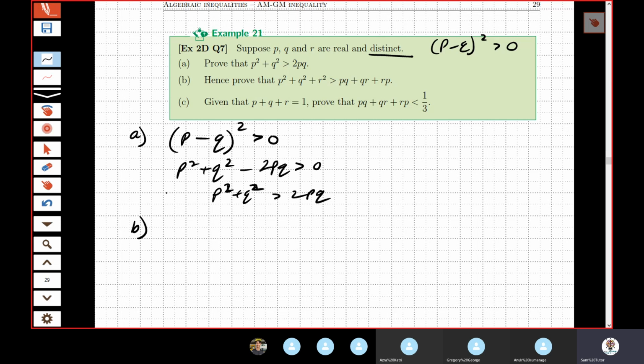Part B says, hence prove that P squared plus Q squared plus R squared is greater than PQ plus QR plus RP. Now, what can happen? Firstly, you can see that you don't have an R. But what can happen is if I have this particular relationship between P's and Q's, I can actually have the same relationship, just like you saw with those dummy variables questions that I wrote before. You can have the same relationship with P and R, right? They're just letters. And same thing with Q and R. Okay?